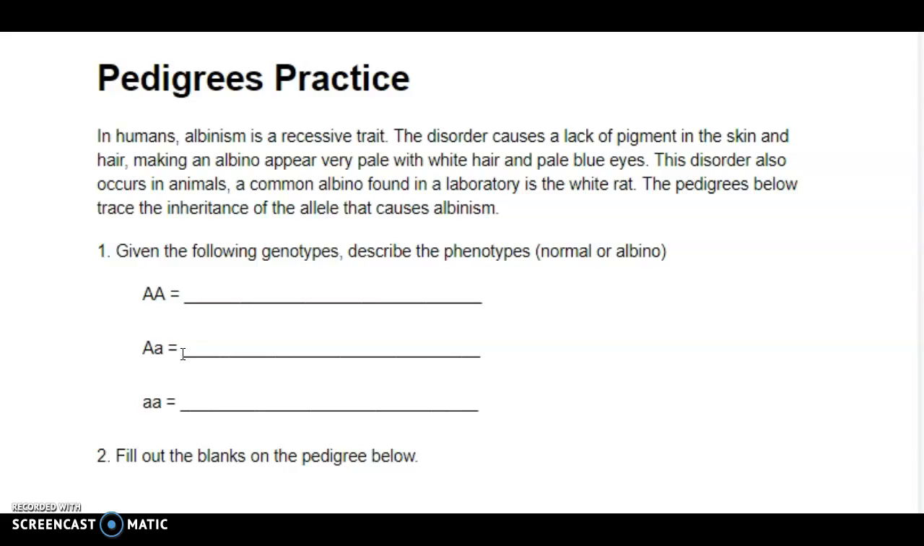It's recessive, so if this person is homozygous dominant, with two dominant alleles, then we know that this person is going to have that dominant trait. So it would be normal pigment. Genotype AA, homozygous dominant, would have the phenotype of normal pigment. The individual who is big A little a has a dominant allele, so that dominant trait of being normal is going to show up. And the only way to show that recessive trait is to be homozygous recessive, little a little a, so this person here would have the phenotype of being albino.